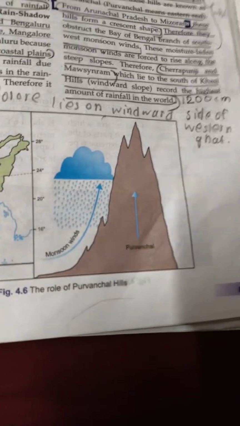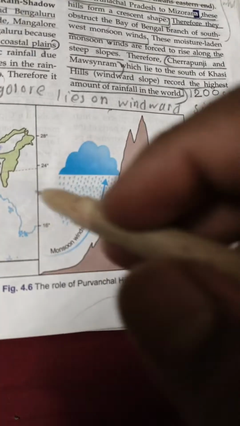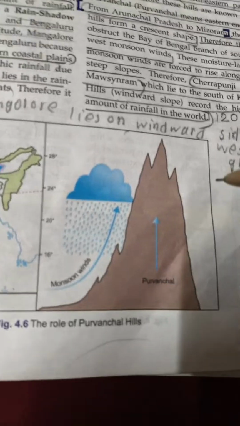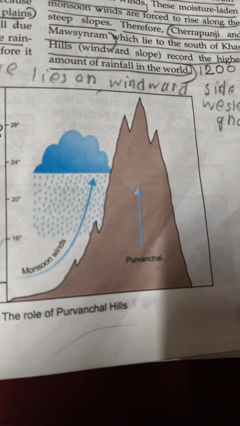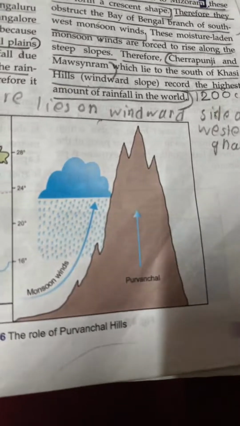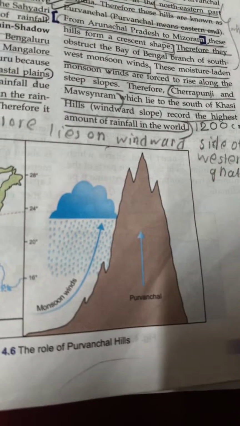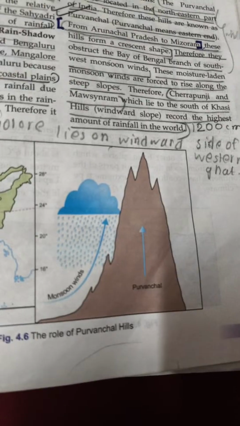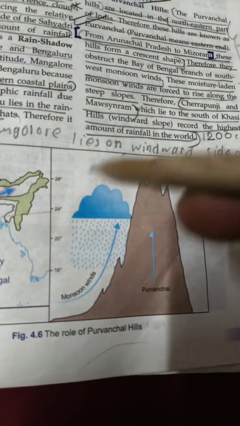You see, this is Purvanchal. Okay, this is the windward side, and on this side lie Cherrapunji and Mawsynram. And on this side lie the other continents. Now what happened: the steep slopes of the Purvanchal hills obstruct these cloudy winds which could cause rainfall on this side. Therefore these cloudy winds are forced to rise on steep slopes, and as they keep rising here, it provides the maximum rainfall. Okay, that provides the maximum rainfall.